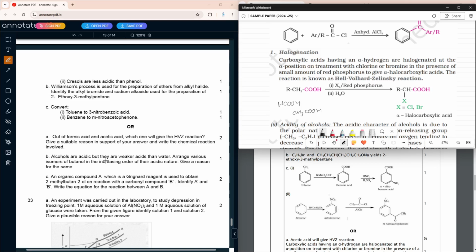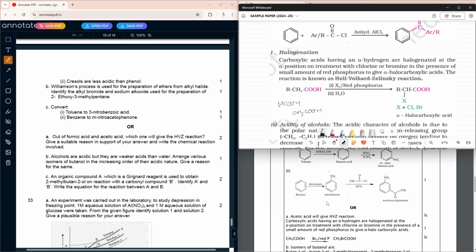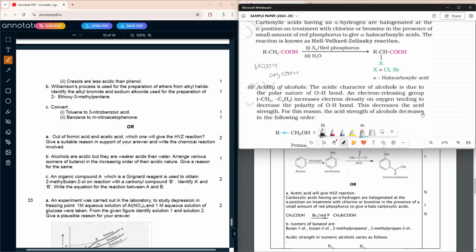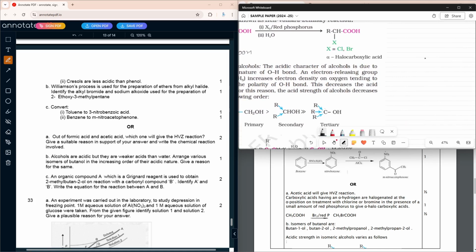The question B: alcohols are acidic but they are weaker acids than water. Arrange various isomers of butanol in increasing order of acidic nature. Give the reason for the same. So first of all, what you need to do for this is write down the different isomers of butanol. So you have CH3, CH2, CH2, CH2OH. This is one. You also have CH3, CH2, CH, CH3, and then this will be OH. And then you can also decrease one carbon atom.